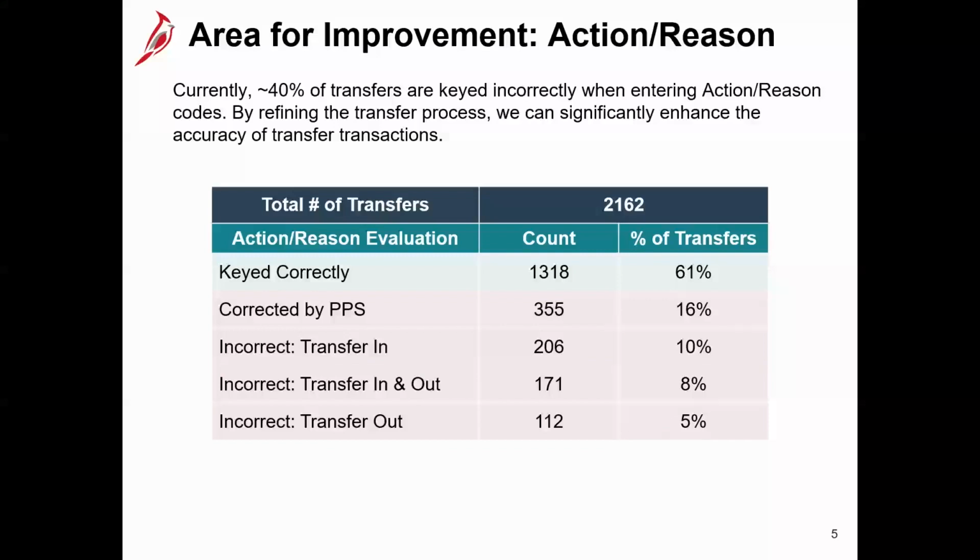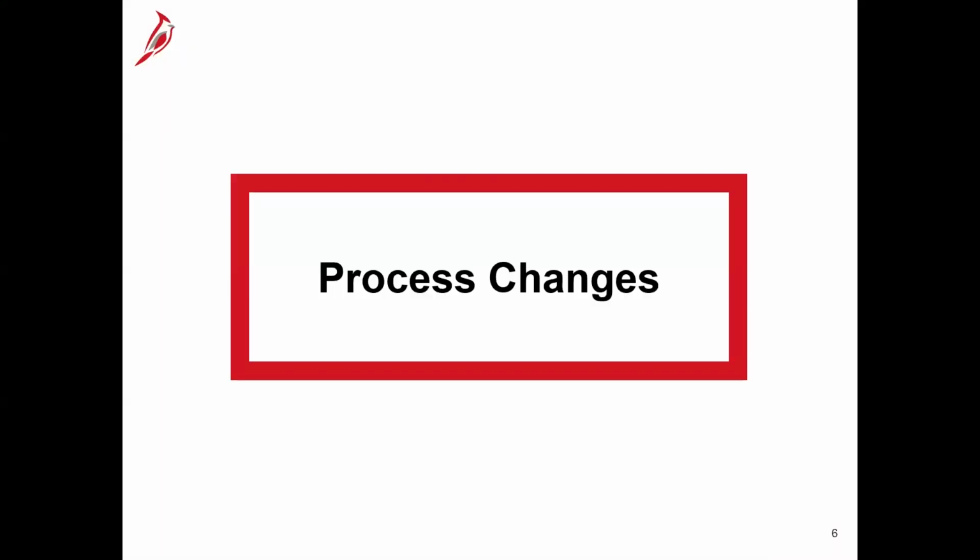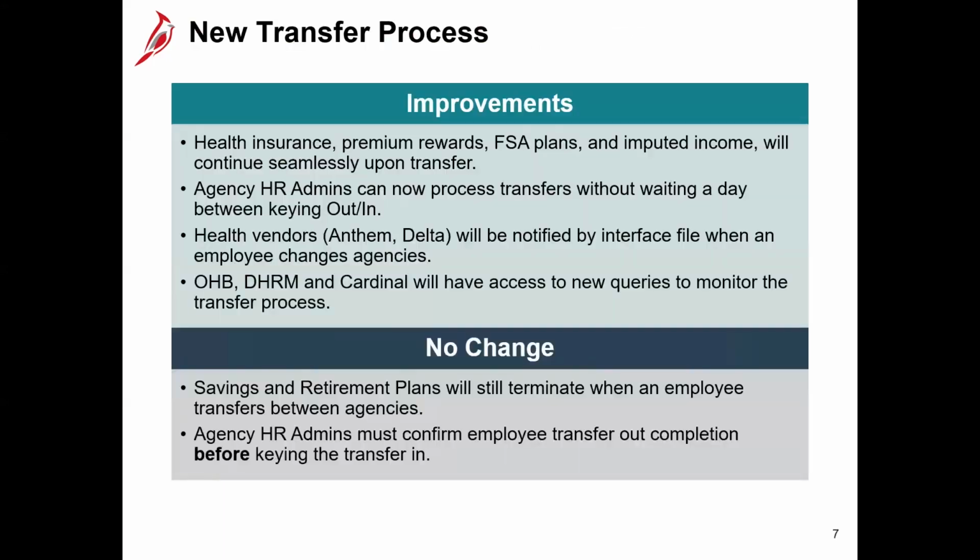All right, moving on to our actual process changes. So going forward, and these changes will be effective Monday morning when you come into work, when you do a transfer, the health insurance, the premium rewards, the FSA, and the imputed income will continue seamlessly upon transfer, which means that the vendors will not be notified that the health insurance will terminate anymore and have to be reestablished at the new agency.